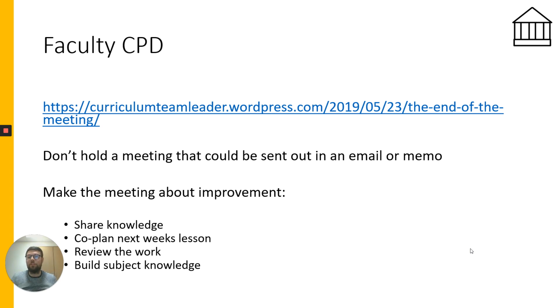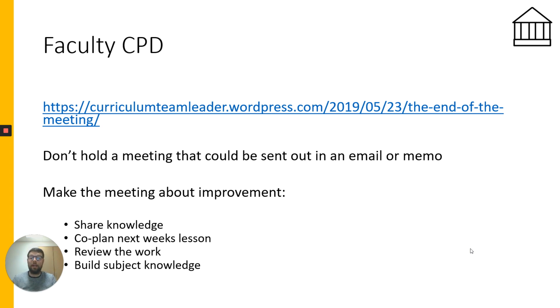So one thing we've asked our staff to start doing is to start sharing knowledge. Also co-planning, so we know that's really, really effective, especially for some of our novice teachers. And so if there is a topic which we know is a difficult one to teach, we can come together as a group and we can co-plan. Equally, we can review work where as a faculty, we might look at a few assessments and work out why one teacher has got a better outcome than the other.